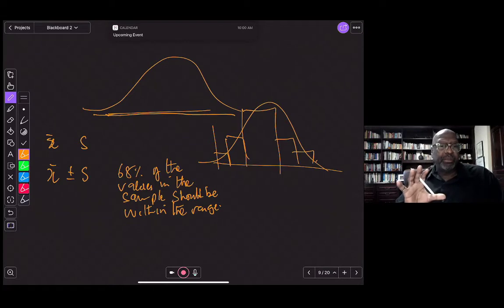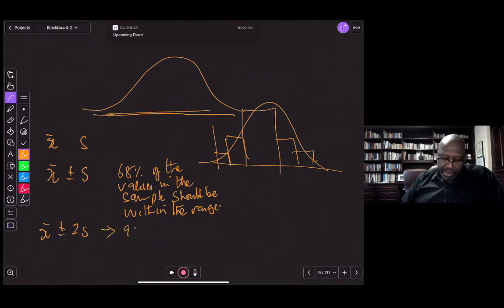So 68% of the values approximately should be within the range. If I then went and took a range plus or minus 2 standard deviations, then that goes up to approximately 95.44%. And then if I go X bar plus or minus 3 standard deviations, it goes up to 99.74%.